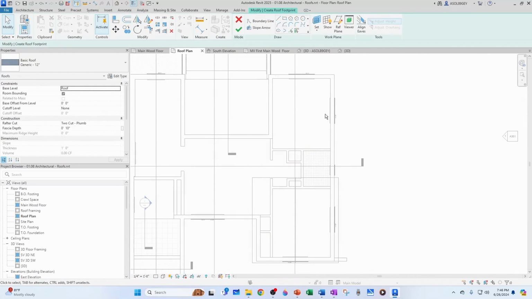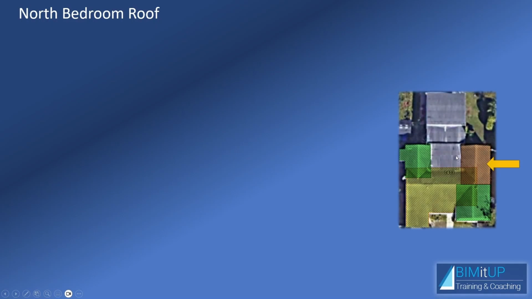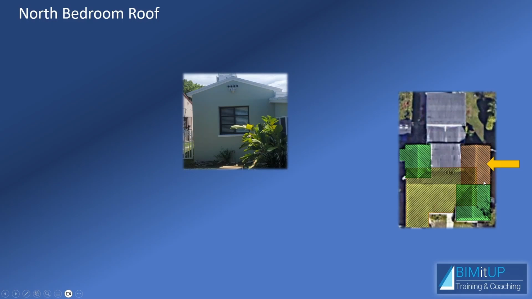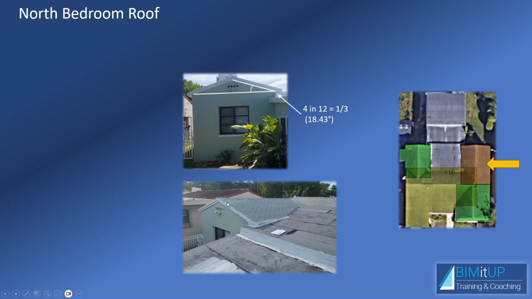Next in line is our north bedroom. So let's take a look at it. So our north bedroom roof is very similar to the south bedroom roof. It's a little bit less wide, as you can see, and the ridge is a little bit displaced to the east. The slope is the same one, 4 12 or 1/3, or like we say, equivalent to 18.43 degrees. And as you can see, it's slightly lower than the main roof. Very, very slightly. We'll get a little deeper into this when we're doing the main roof. For now, let's take a look at the characteristics.